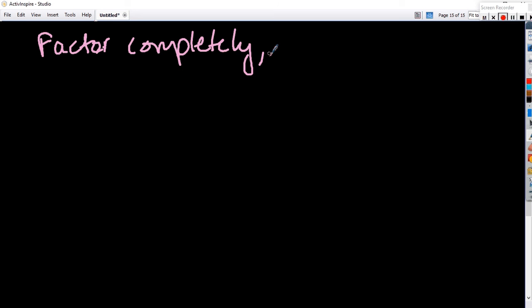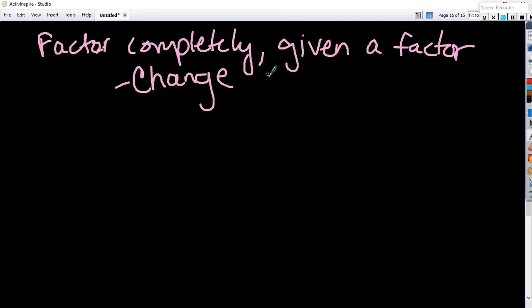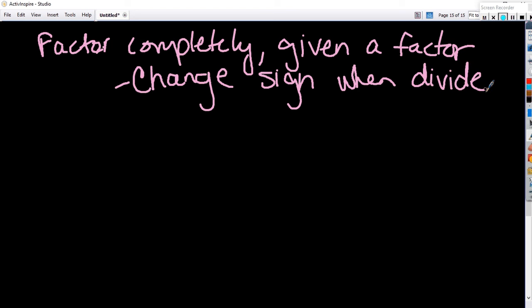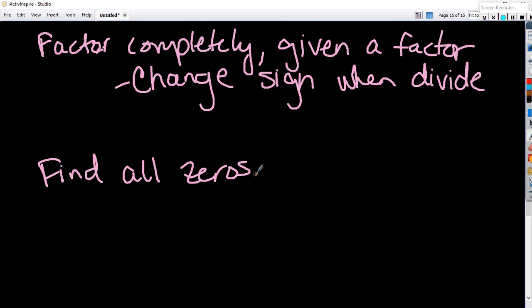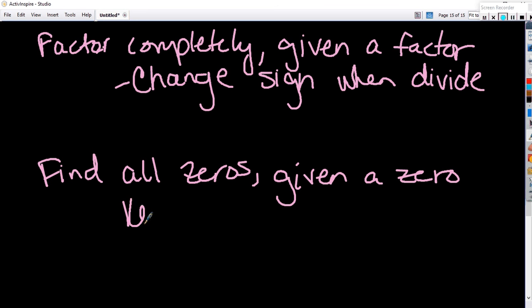So the second set, they will ask you to factor completely given a factor. This one is where you change the sign when you divide, like normal. Change the sign when dividing. Yep. The last set will be find all zeros given a 0. This one, you keep the same sign when you divide.